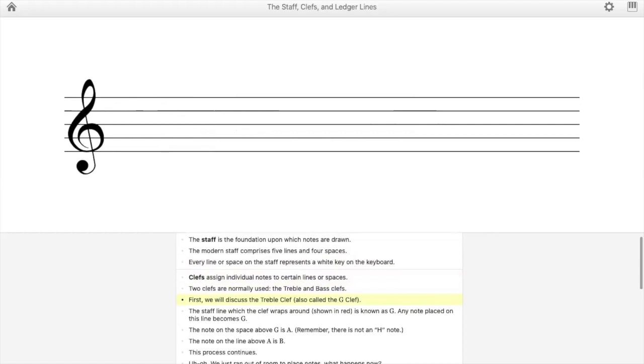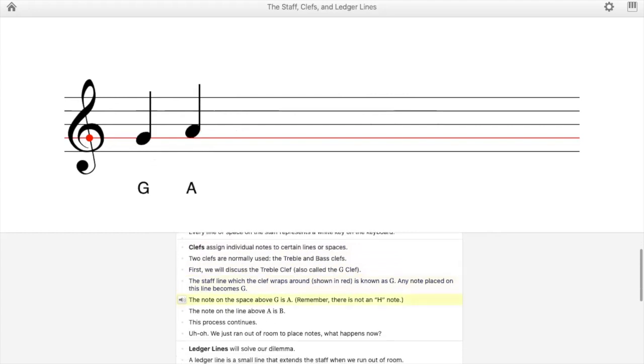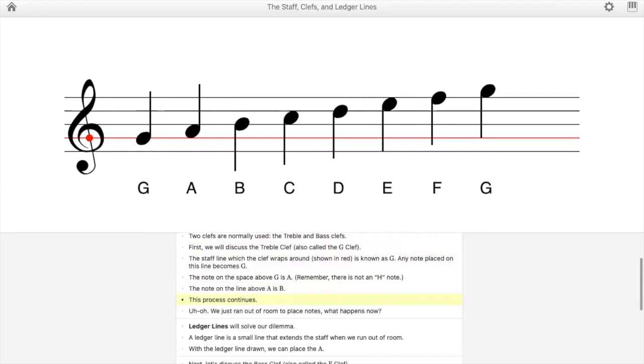The treble clef, it's easy to remember the first note is G. It's on the second line, and this thing wraps around the second line. So remember, this is called the G clef. All right, and as we ascend, we go through the musical alphabet, which is G, A, B, C, D, E, F, and then G again.